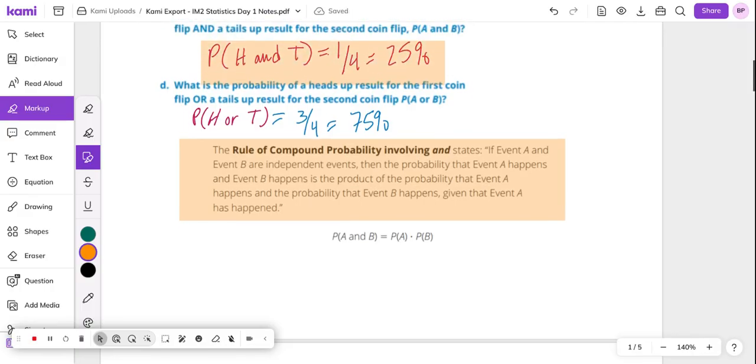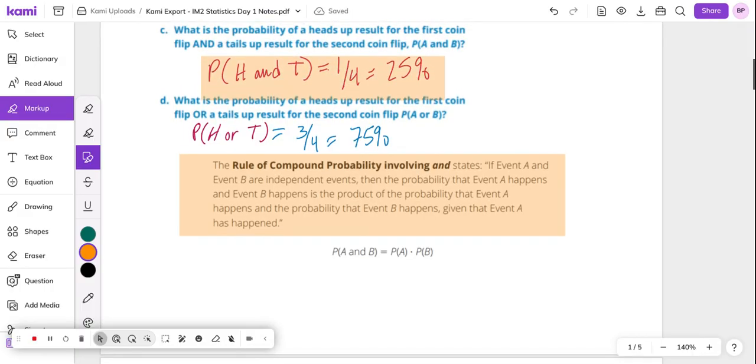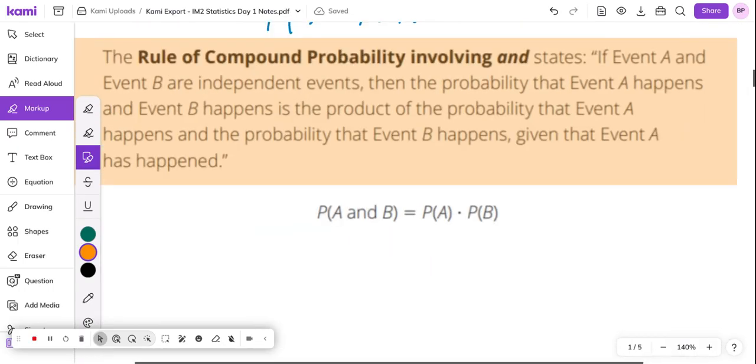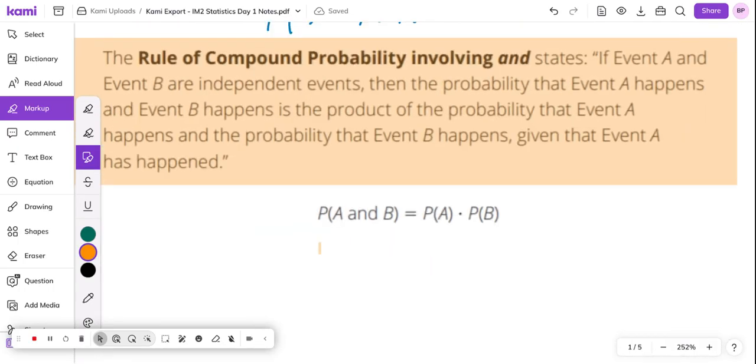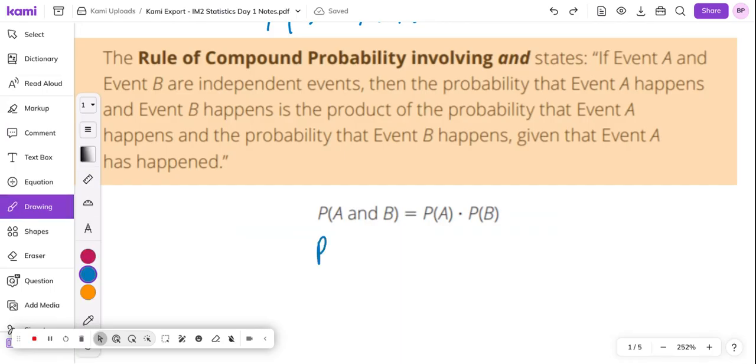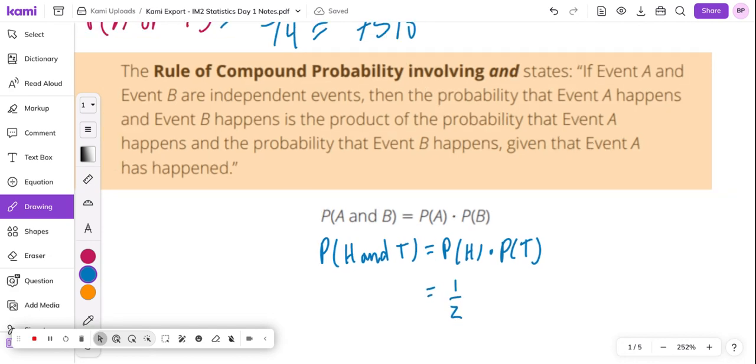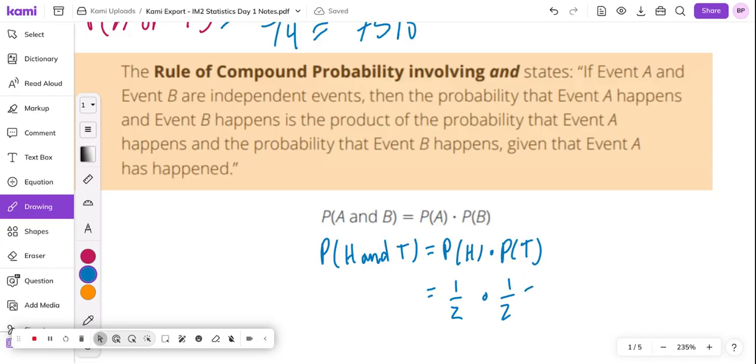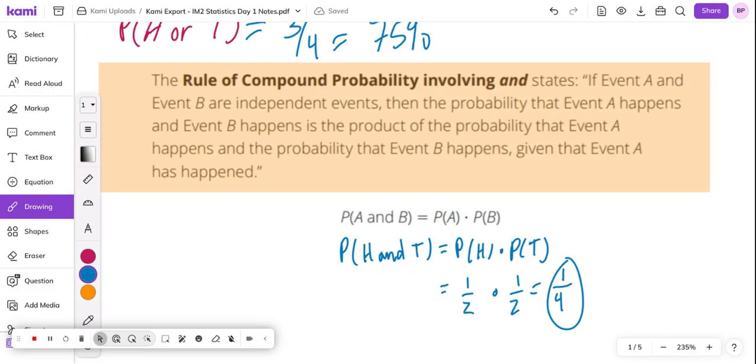Up here where we did the probability of heads and then tails, if we think about this, this was the probability of heads and then tails. That would be the probability of heads times the probability of tails. Now, what was the probability of heads? It was 1/2. What was the probability of tails? It was 1/2. And recall multiplication of fractions. You multiply across the top. The numerators, 1 times 1 is 1. The denominators, 2 times 2 is 4. And we end up with 1/4.